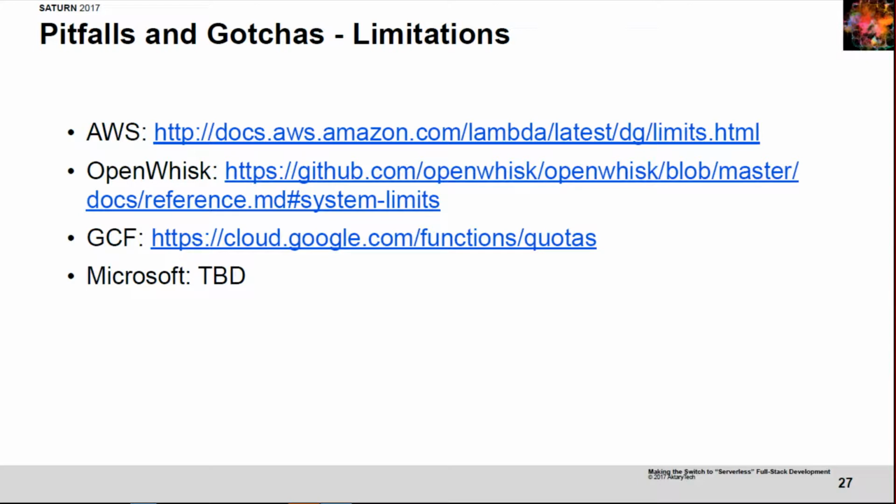So the specific limits as far as how many requests you can handle, how much memory you can take up, how big your Lambda package can be when you upload it, all of that you can find here at this link. I didn't put all of these up here because it would just be information overload. You can look this up pretty quickly. Microsoft is not so much TBD as it is depends on what pricing plan you're on. They have different pricing plans, and so they have different limits.